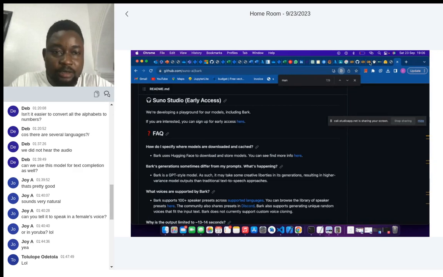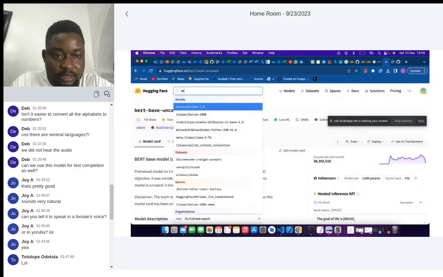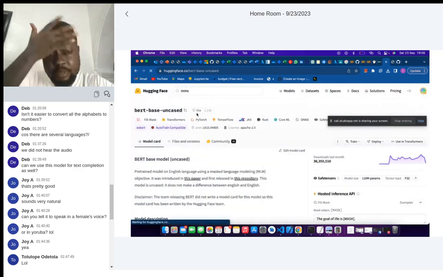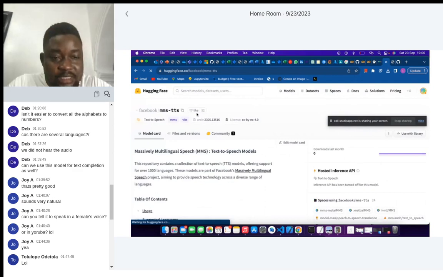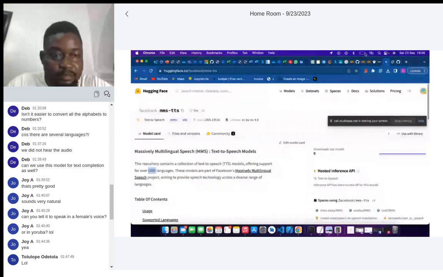But here is one that was trained on Yoruba. This was built by Facebook. This repository contains a collection of text-to-speech models offering support for over 1,000 languages, which includes Pidgin English and Yoruba and Hausa. These models are part of Facebook's Massively Multilingual Speech project. So this is the Google Colab here for the Meta MMS demo.